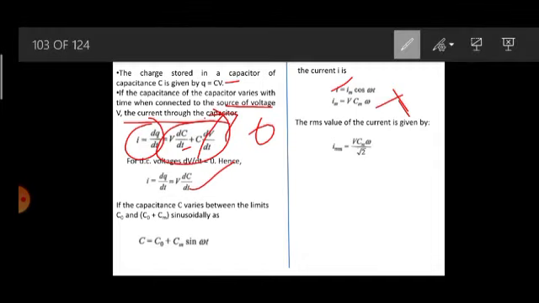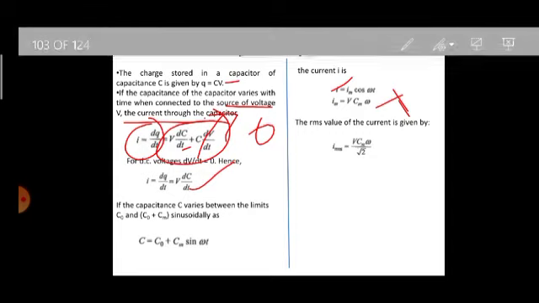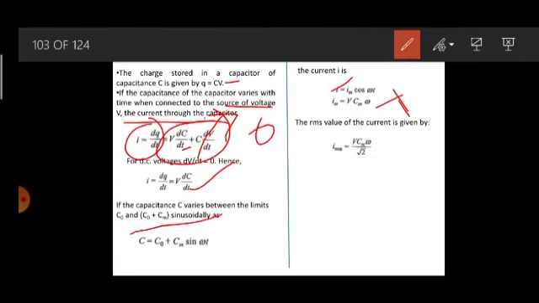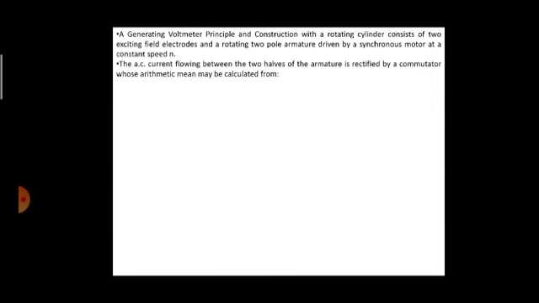So this is the principle of operation of generating voltmeters. Now from where does this capacitance come into the picture? We'll see here in the construction. Here you see the generating voltmeter principle and construction with a rotating cylinder.